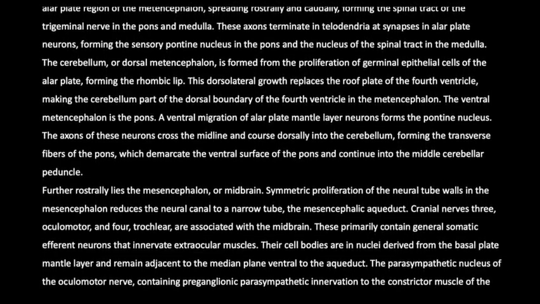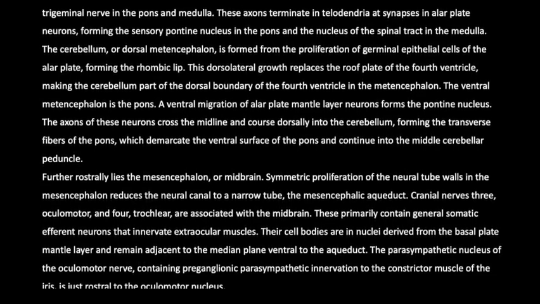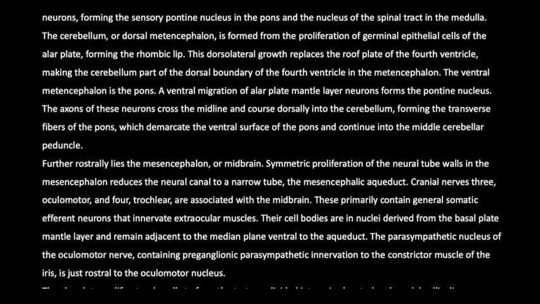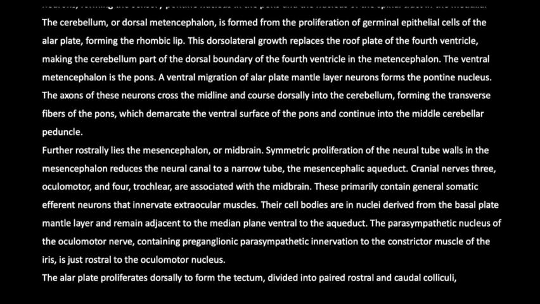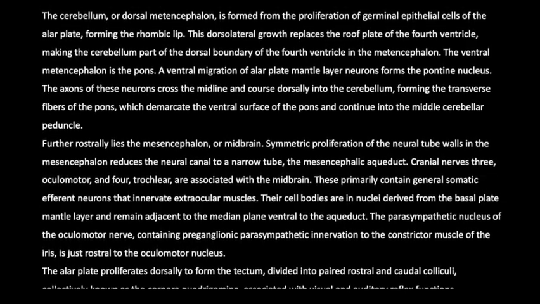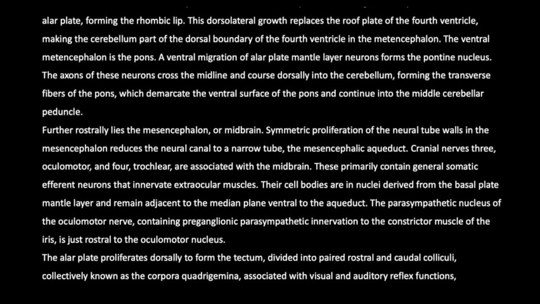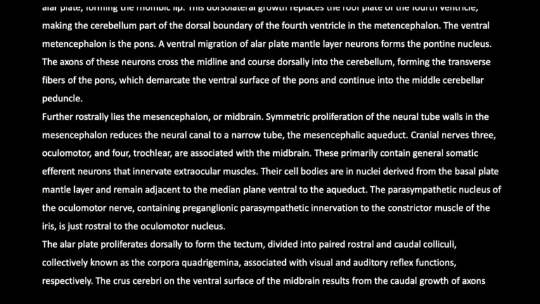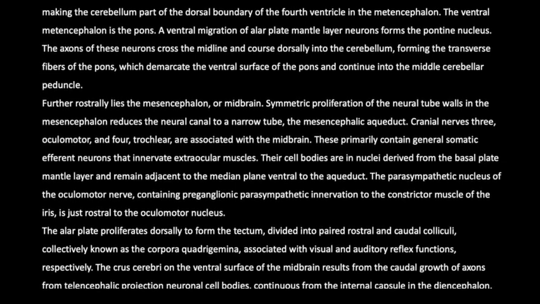This dorsolateral growth replaces the roof plate of the fourth ventricle, making the cerebellum part of the dorsal boundary of the fourth ventricle in the metencephalon. The ventral metencephalon is the pons. A ventral migration of alar plate mantle layer neurons forms the pontine nucleus. The axons of these neurons cross the midline and course dorsally into the cerebellum, forming the transverse fibers of the pons, which demarcate the ventral surface of the pons and continue into the middle cerebellar peduncle.